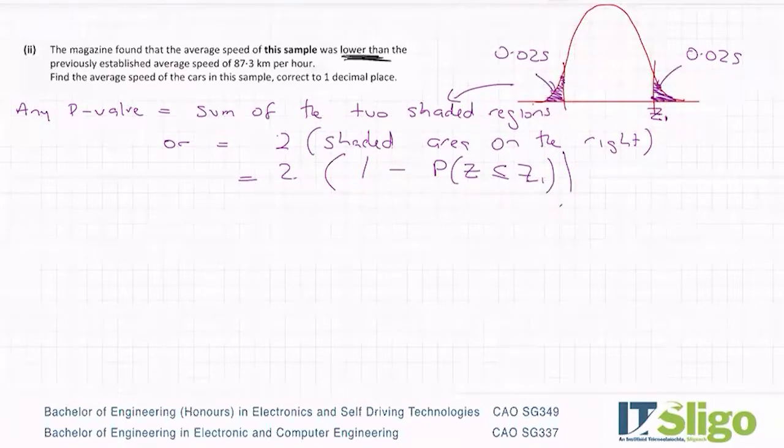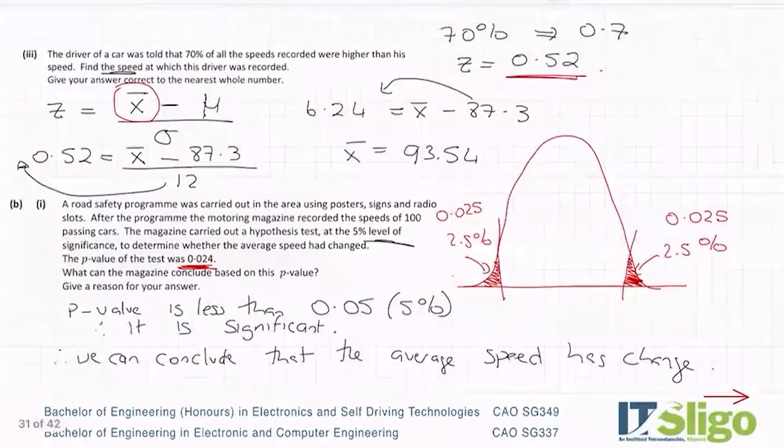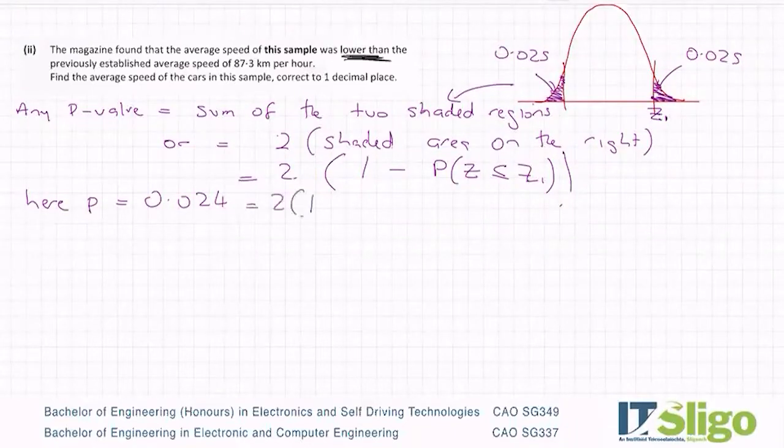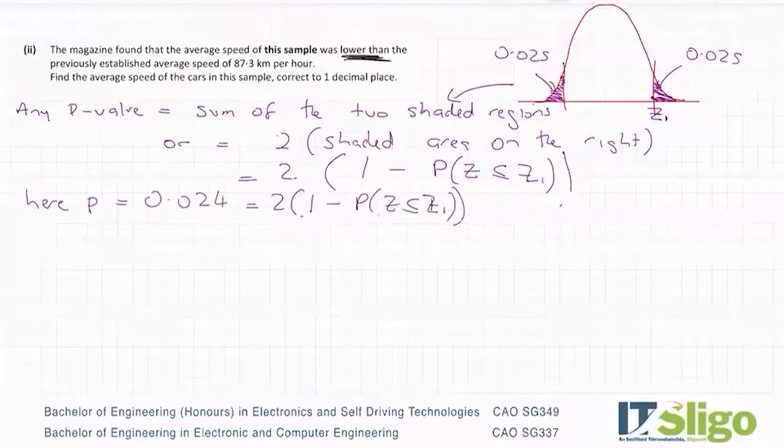Okay, so if you remember in this question, they gave us a p-value. It was 0.024. So here p is equal to 0.024. So I can say that's twice 1 minus the probability of Z being less than or equal to that, what I just called Z1. You can call it anything, ZS for significant, ZP, anything you want. It's just a label.